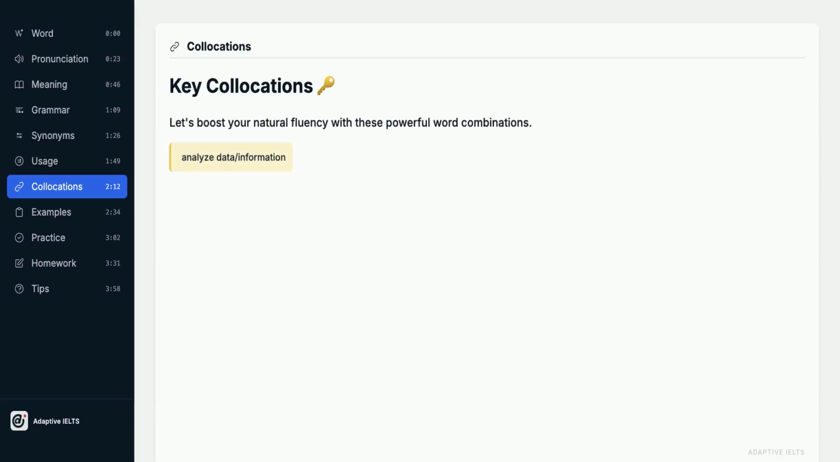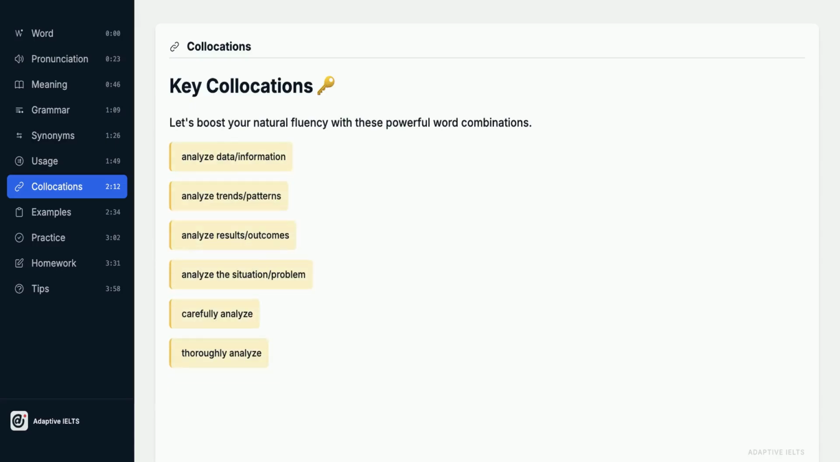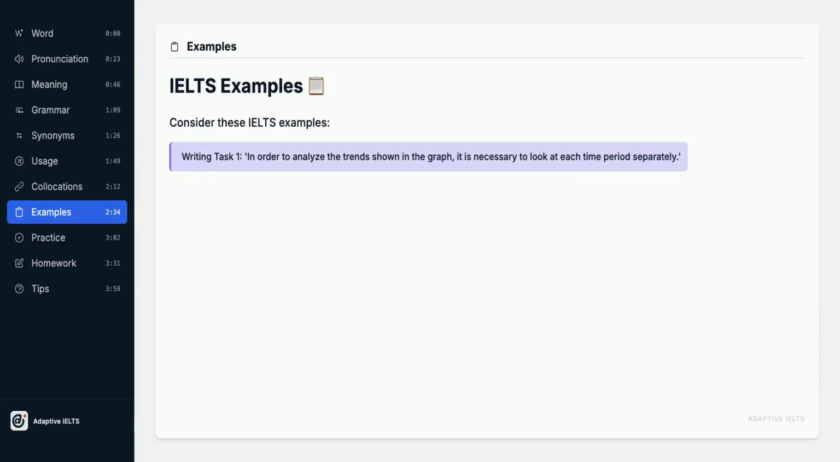Let's boost your natural fluency with these powerful word combinations. Common collocations include analyze data, information; analyze trends, patterns; analyze results, outcomes; analyze the situation, problem; carefully analyze, thoroughly analyze, systematically analyze, critically analyze. Consider these IELTS examples.